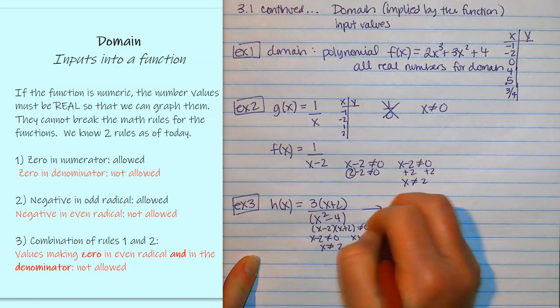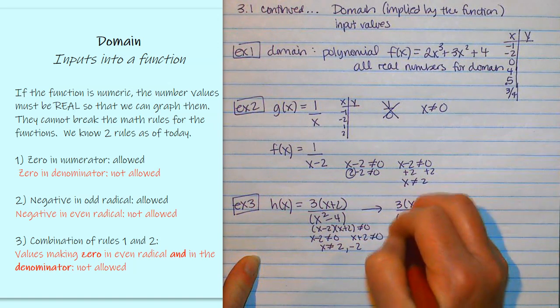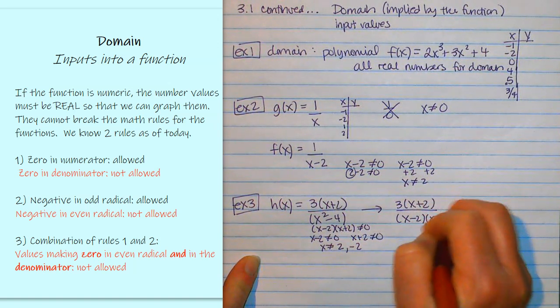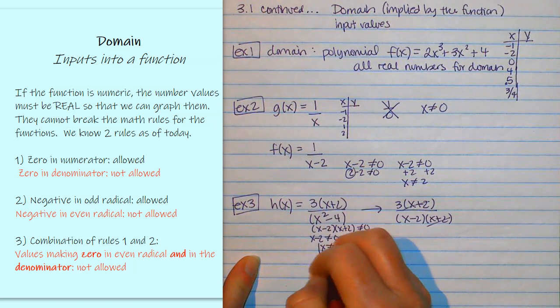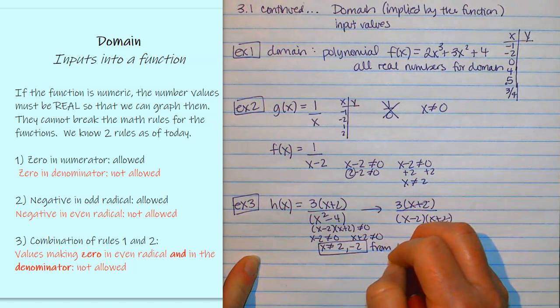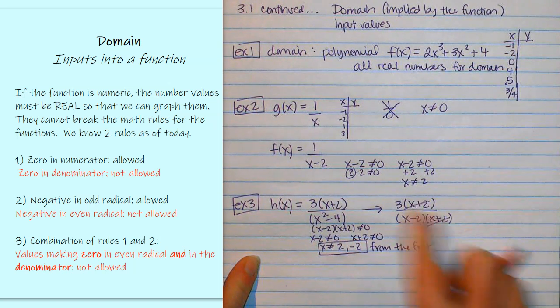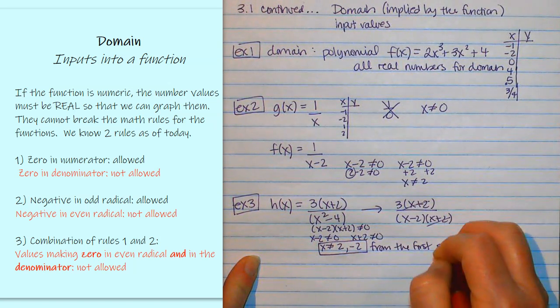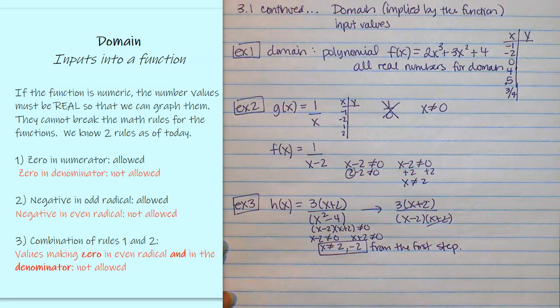Even though this simplifies to be 3 over x plus 2 over x minus 2, x plus 2, and these cancel, from the beginning, you can't plug in 2 and negative 2. So the domain is from the very first step. Even though these cancel, and this is the simplified version, we're still not allowed to put in negative 2 because it would break the original function.